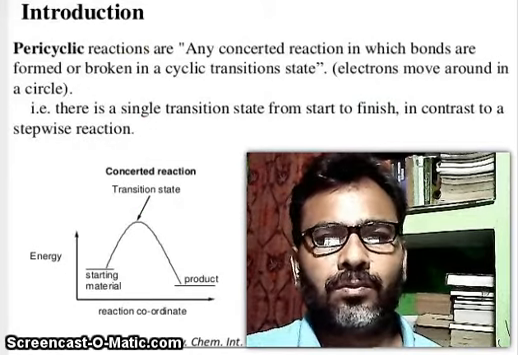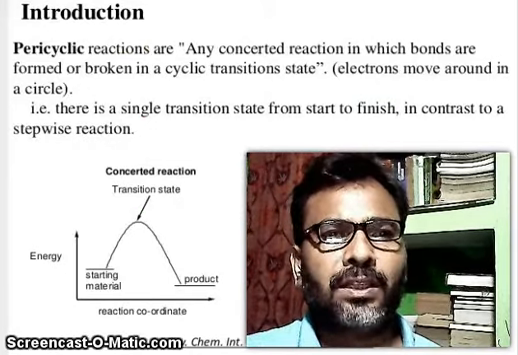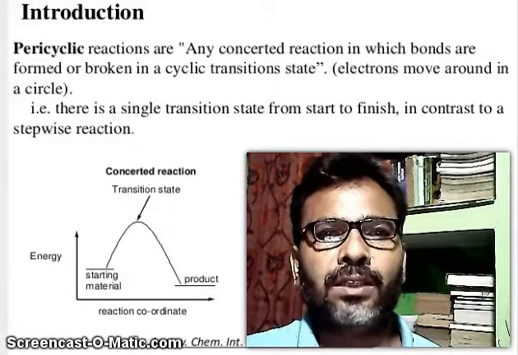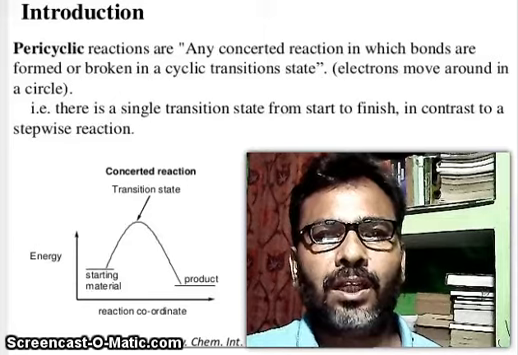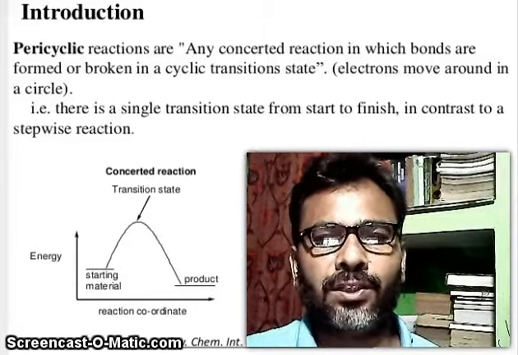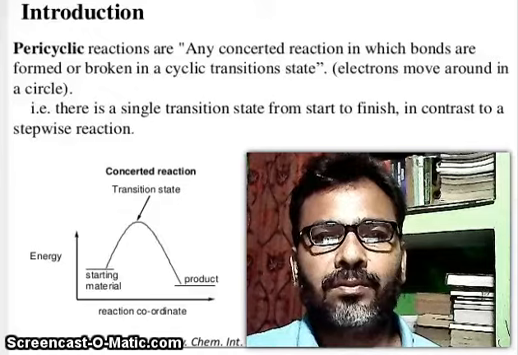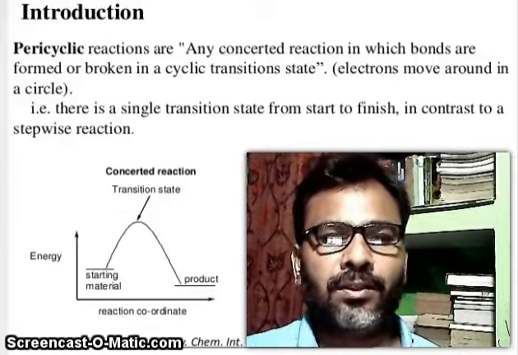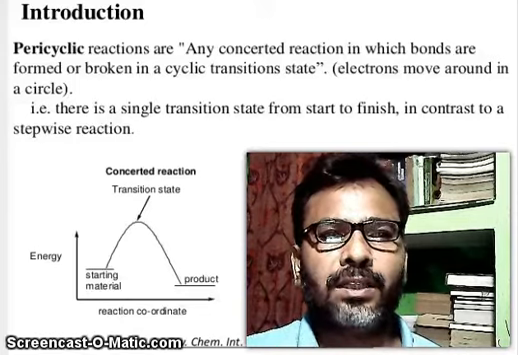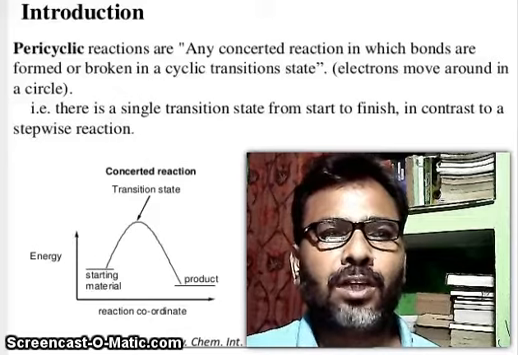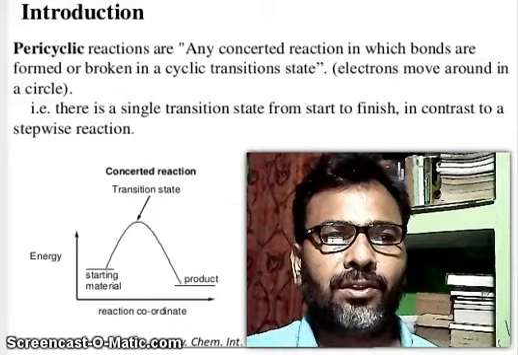So pericyclic reactions are any concerted reaction in which bonds are formed or broken in a cyclic transition state. Electrons move around in a circle. That is, there is a single transition state from start to finish, in contrast to a stepwise reaction.